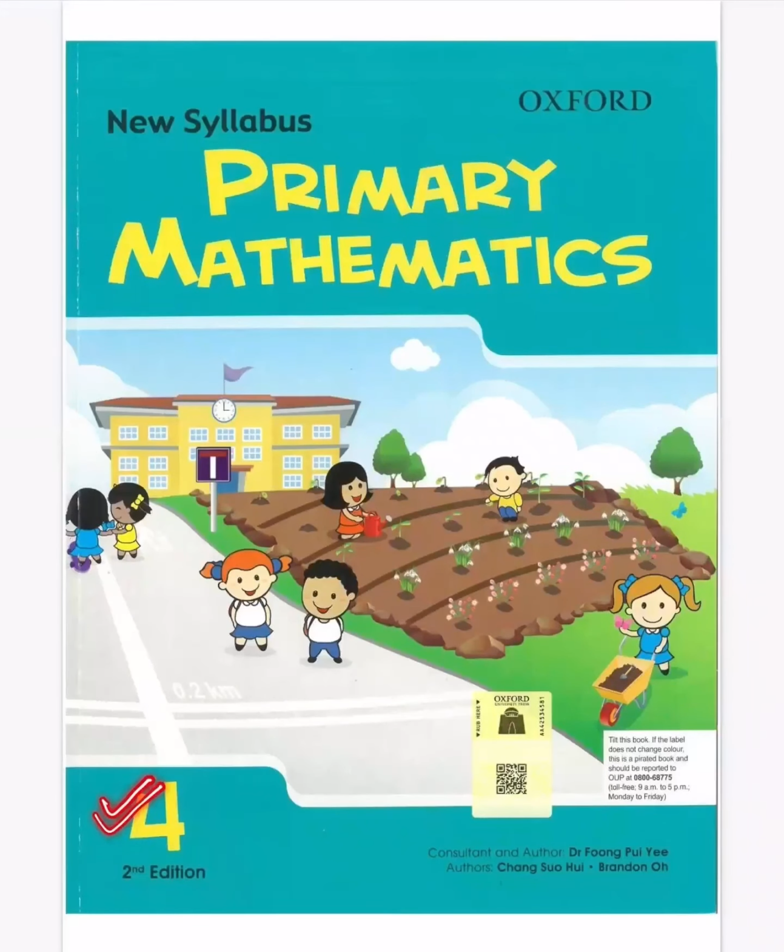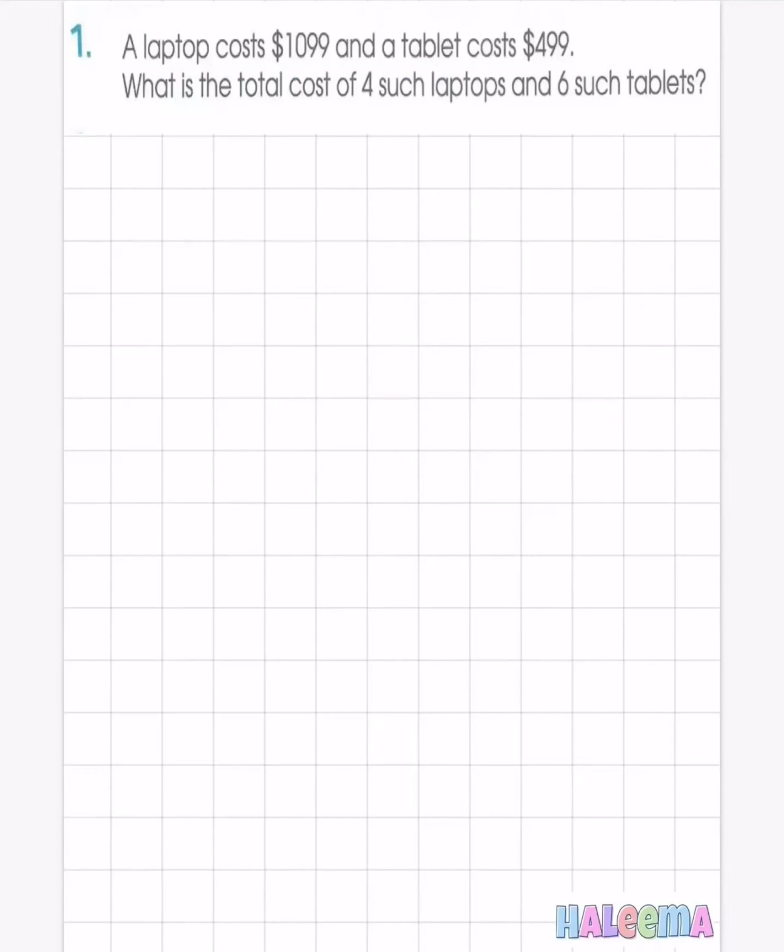So let's get started. Okay, let's try solving some problematic sums and make them a little easy. Let's read the question together. A laptop costs $1,099 and a tablet costs $499. What is the total cost of 4 such laptops and 6 tablets?